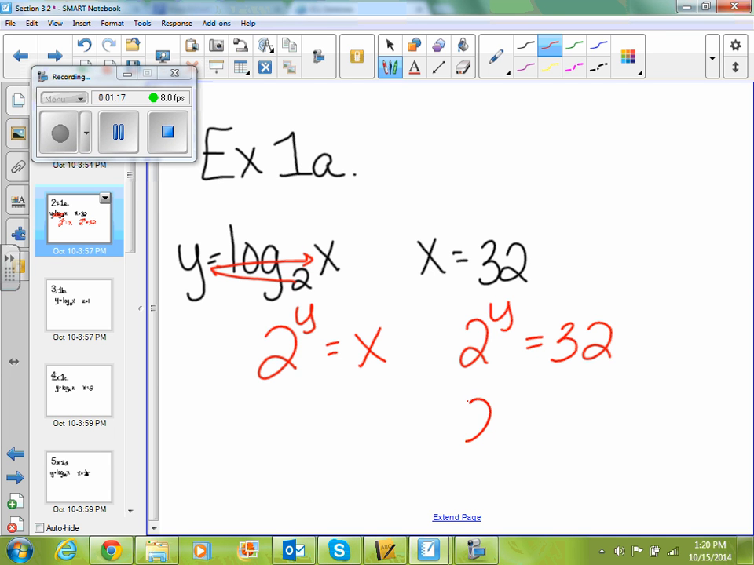So we're obviously trying to get bases of 2, and we've worked on common bases before. So 2 to what power is going to give me 32? 5. Okay. So 2 to the 5th power gives me 32, which then tells me that y equals 5.